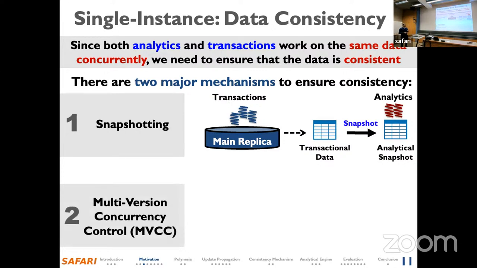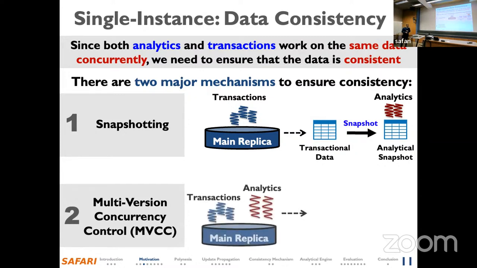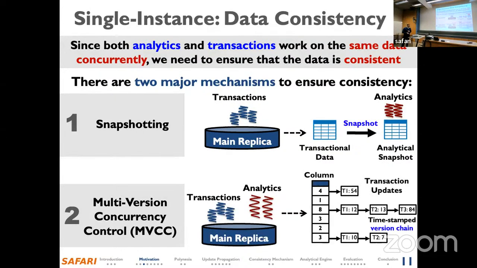The other way of imposing consistency is what you call multiple version concurrency control, or MVCC. Here we are not going to copy every single transactional update and then apply it to the analytical side. We are going to keep a timestamp version of the data. Every time there is a new transactional update to the main replica, we include in a timestamp chain that that particular portion of the data has been updated with transactional data.